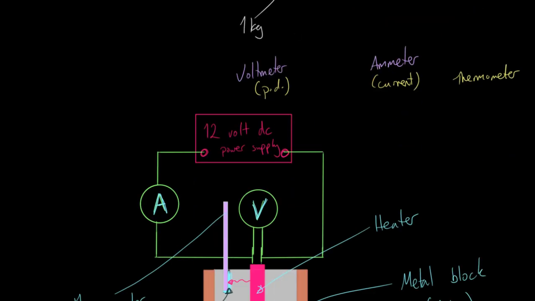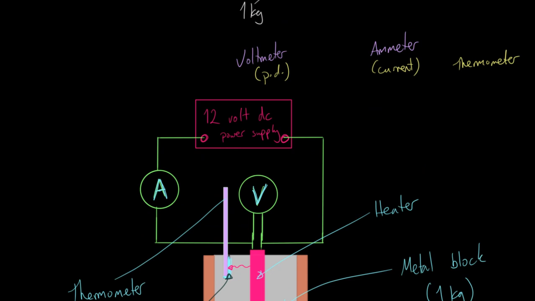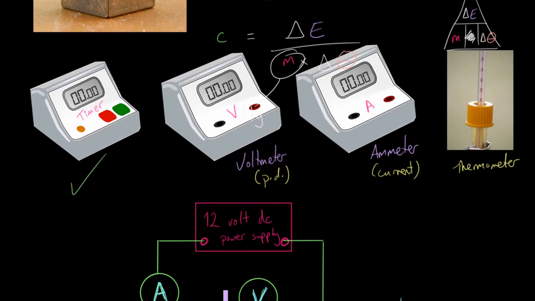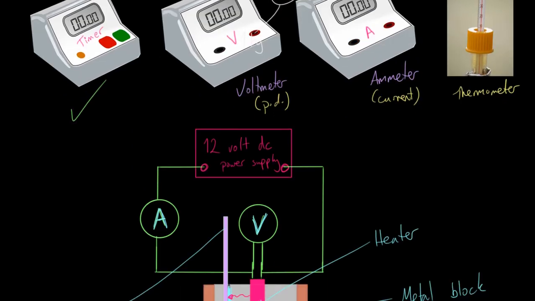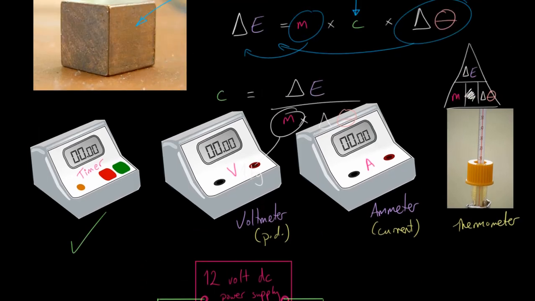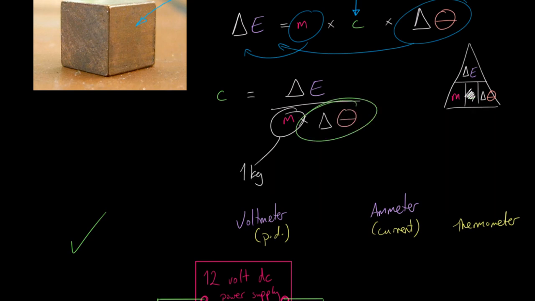Well, when you have turned on your heater, you can turn on your timer. And what you're going to do is periodically throughout the experiment, you're going to take some readings. So you are going to take the temperature of the metal block, essentially using the thermometer. And that is going to give us our delta theta. It's going to give us this bit there. Now the delta E is a little bit more tricky to work out.